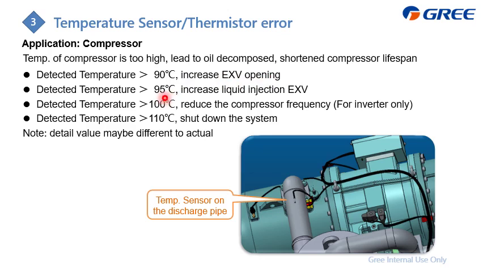And if it is higher than 95 degrees, we turn on the liquid injection, which cools down the compressor with liquid refrigerant. If it is higher than 100, we need to decrease the compressor RPM, but this is for inverter models only. And if it is higher than 110, we have no choice but to shut down the compressor or the system for protection.